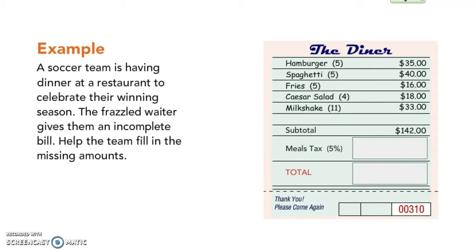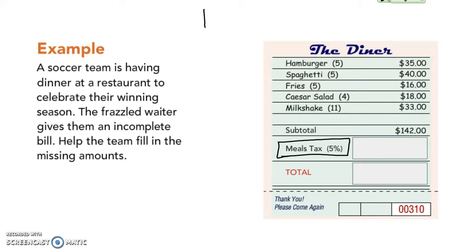So let's try an example of this. Here we have a soccer team eating at a restaurant to celebrate their winning season. Here's the bill, and they've already added up all the meals and gotten us the subtotal. We just have to find what would be the sales tax. It's 5%. So I'm going to grab my calculator and I'm going to set up my percent proportion. I want you to do this with me in your notebook. So remember, we're going to do part over whole equals percent over 100. I already know that my sales tax here is 5%.